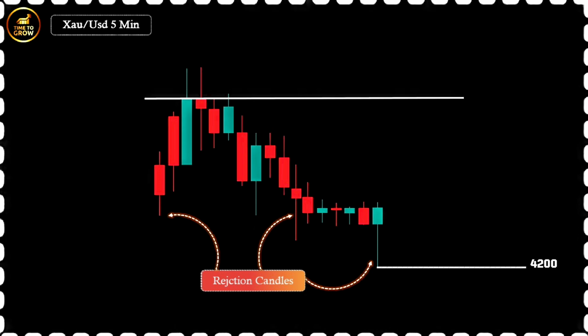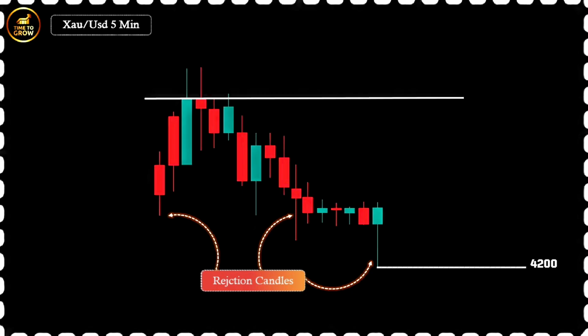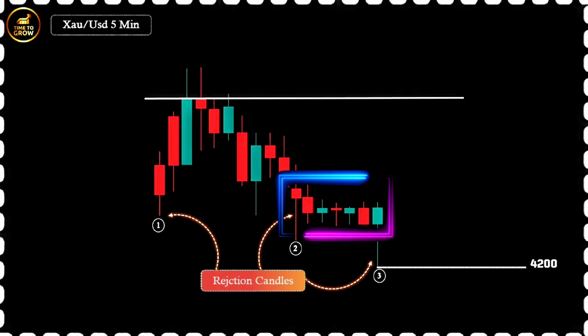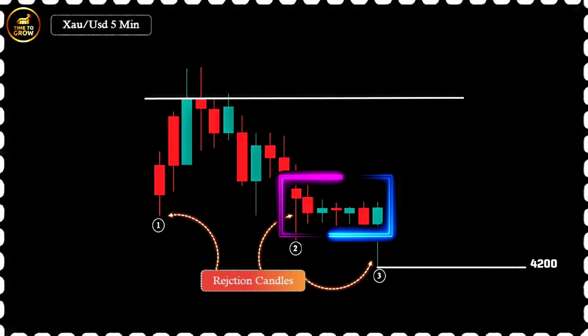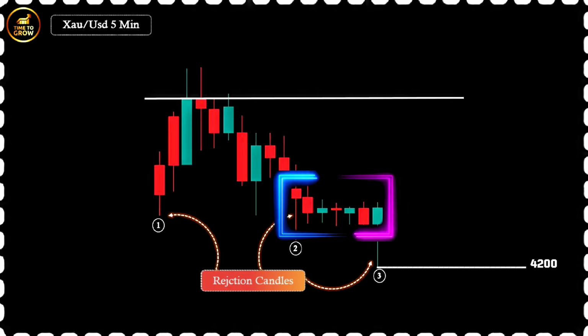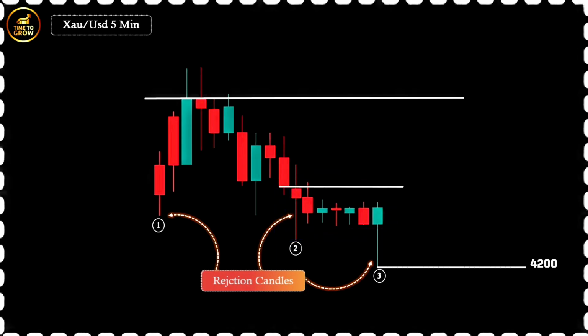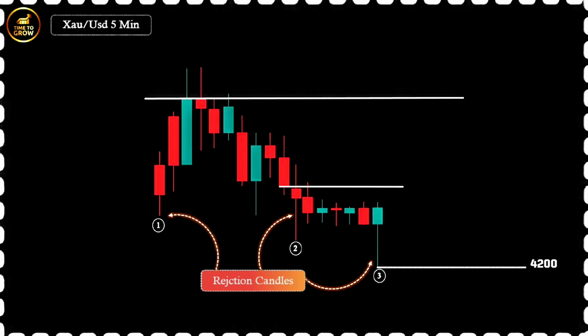Buyers stepped in aggressively. Buyers are now interested in taking price higher. If you look closely, buyers attempted to push price upward multiple times. Candle sizes are getting smaller on the way down, showing sellers are losing strength. So how do we trade it? If price closes above the high of the rejection candle, we can plan a reversal entry. And once buyers overpower sellers, price often moves strongly in the opposite direction.